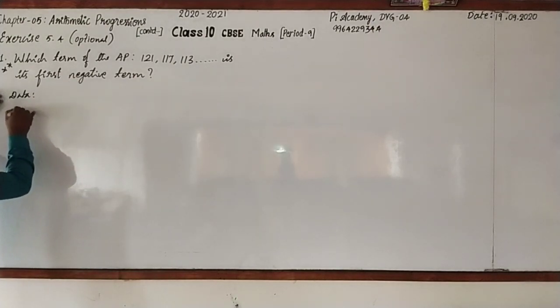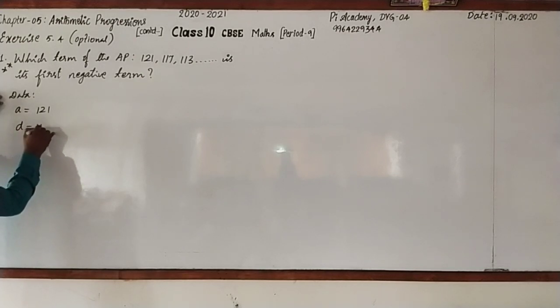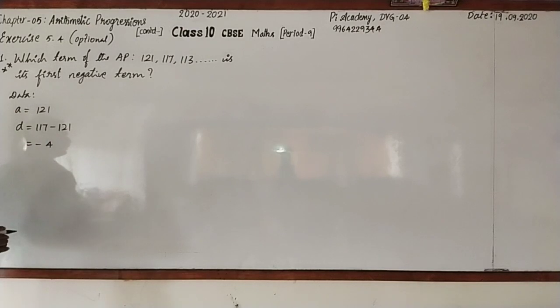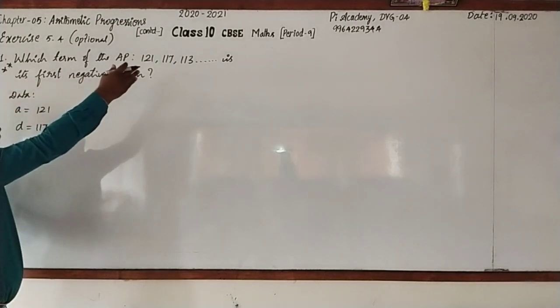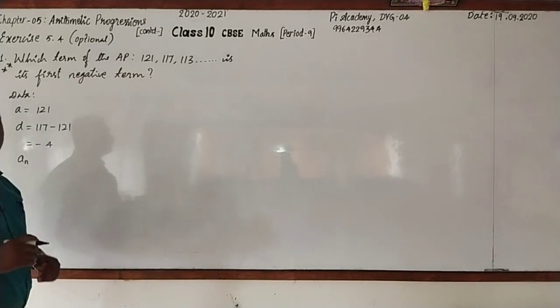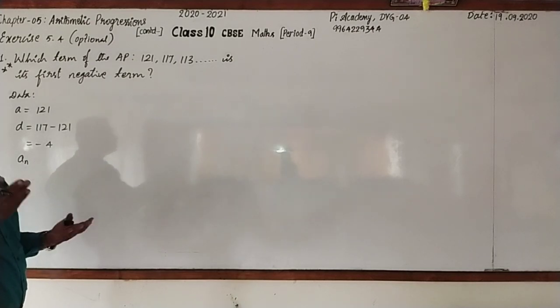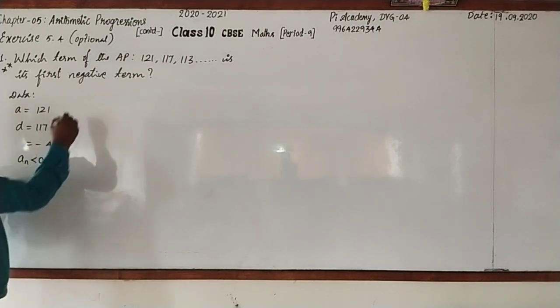A is the first term, that is 121. What about the common difference? D is 117 minus 121, which is minus 4. Then which is the first negative term? That is the last one. It is an. If it is negative, what should be the value on comparing with 0? Will it be equal to 0, more than 0, less than 0? an will be less than 0. Let us find out that.